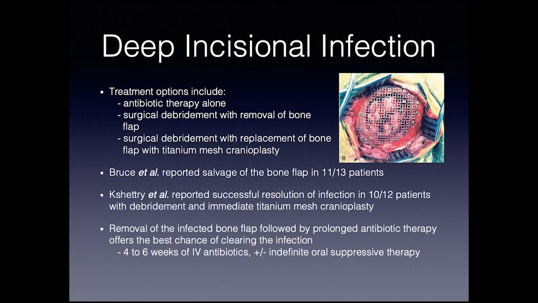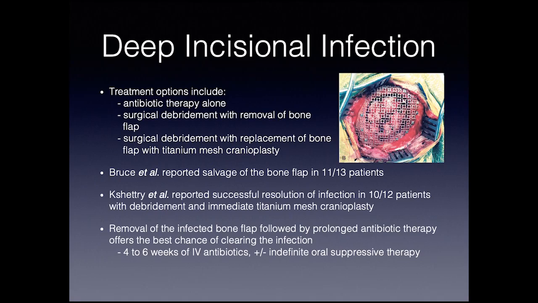In another study, Kshettry et al. showed that removal of the bone flap with replacement with titanium mesh cranioplasty is feasible, although, again, these patients were treated with 4 to 6 weeks of antibiotics followed by PO suppressive therapy. As such, the most efficacious way of definitively eradicating a deep incisional infection is with removal of the bone flap, followed by a course of antibiotic treatment and subsequent cranioplasty at a later date. However, in the selection of the therapeutic approach for each patient, the risks associated with salvaging the bone flap and preventing a cranial defect must be weighed against the hazards of the infection itself, as well as of prolonged antibiotic administration.